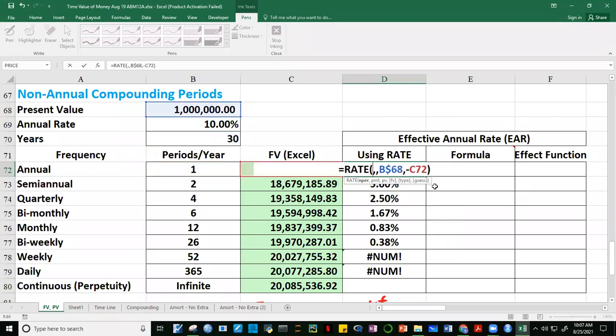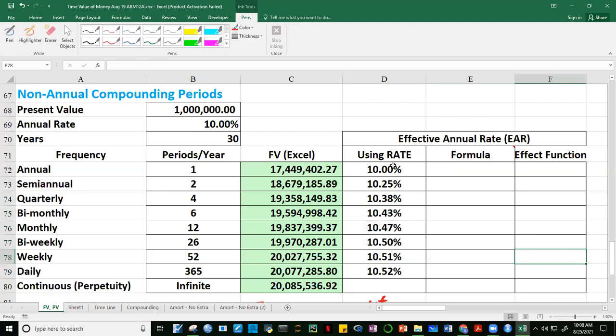So we have to compare apples with apples, ano? N per is 30 years. Okay? Naka-fix siya. PMT is wala. Present value is this one. Future value is C72. Okay? So ang inaano natin, ang periods nila lahat, tig-30, no? Tapos, magkano yung rate kung ang future value niya is this specific amounts. So this is 10%. Okay, if you copy this down, you can see that here, guys, no?